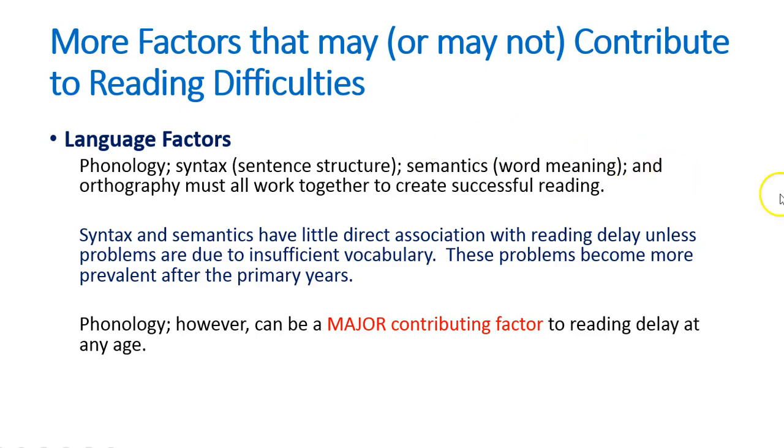So now with syntax and semantics, they have a very small association actually with what eventually presents as reading delays, because syntax can be taught. We're always teaching students sentence structure and more complex sentence structure. Semantics, we're always building their vocabulary and teaching them new words. However, semantics can affect students when they have such an insufficient or such a limited vocabulary that it's interfering with reading in such a way that they can't get understanding from anything that they're reading. So vocabulary can play a part, but not so much syntax.